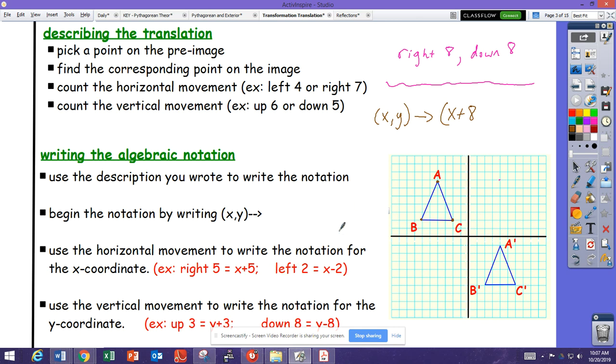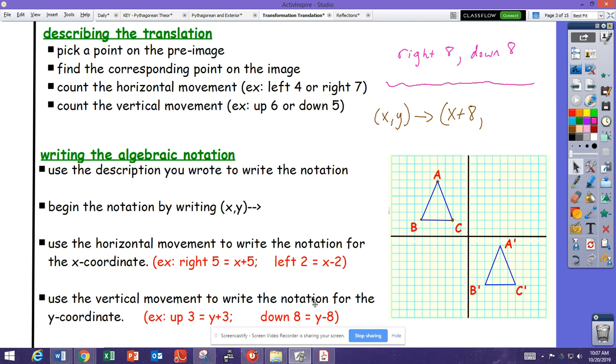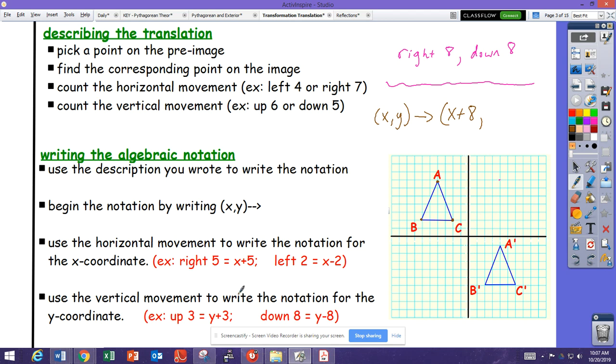And then go to the vertical movement. Any vertical movement going up is going to be positive, so I would do plus. Move this up a little bit. So I would add if the movement was up, and if the movement is down, I would subtract. This movement is down, and actually I went down 8, so I would do y minus 8, right? The x movement tells you horizontally, left or right, and the y movement tells you vertically up or down.